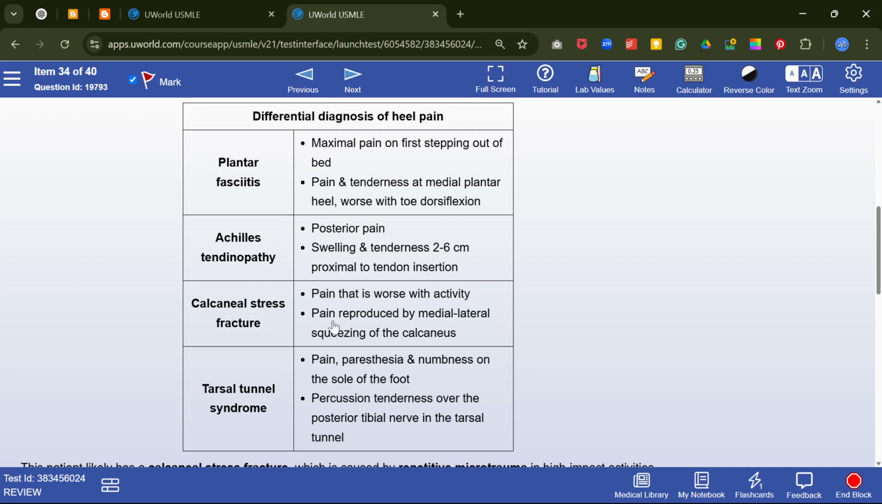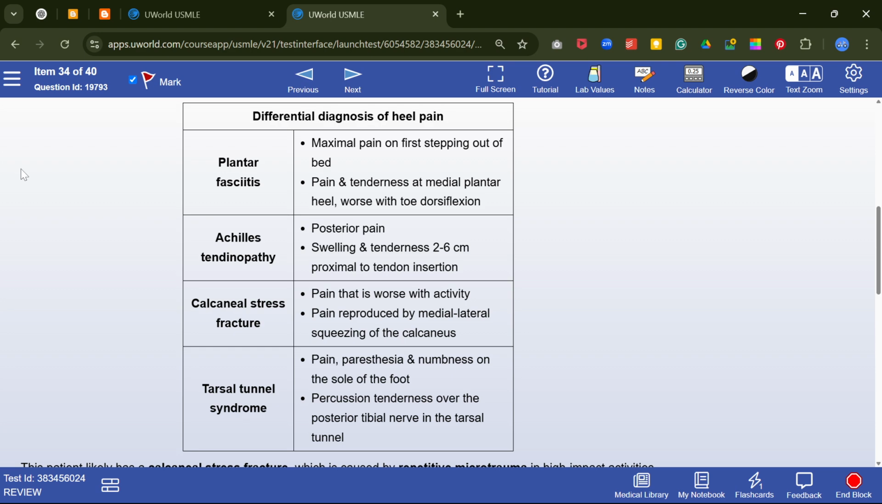In calcaneal stress fracture, we know that pain worsens with activity, and weight bearing pain is elicited by pressure at the site of the heel. If we do the calcaneal squeeze test, the medial lateral squeezing, it can cause pain. It can occur in high impact exercise programs like running, which cause repetitive microtrauma.